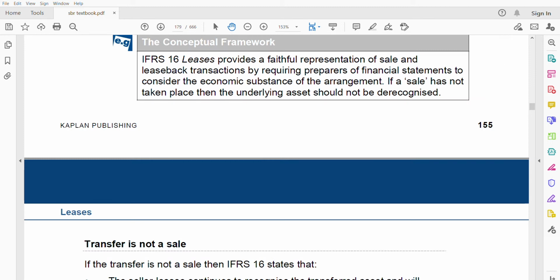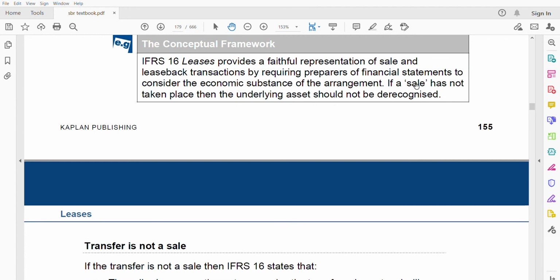What does the conceptual framework say on it? IFRS 16 Leases provides a faithful representation of sale and leaseback transactions by requiring preparers of financial statements to consider the economic substance of the arrangement. If a sale has not taken place, the underlying asset should not be derecognized. If it is not a sale, don't apply IFRS 15. The underlying asset should not be derecognized because there is no sale. So if no sale, you should still recognize it. You should not derecognize the asset.